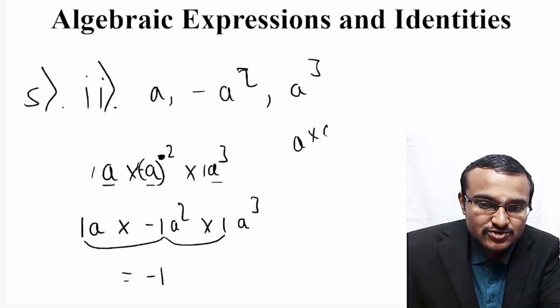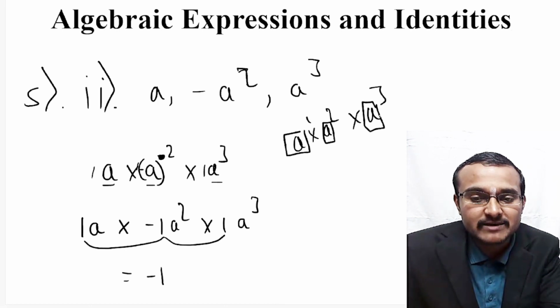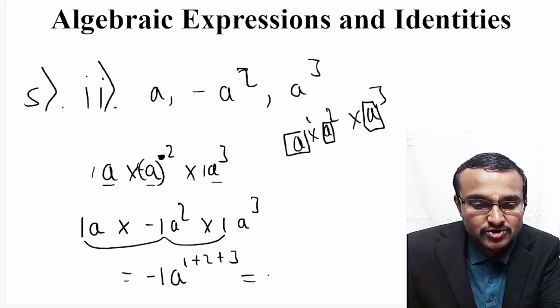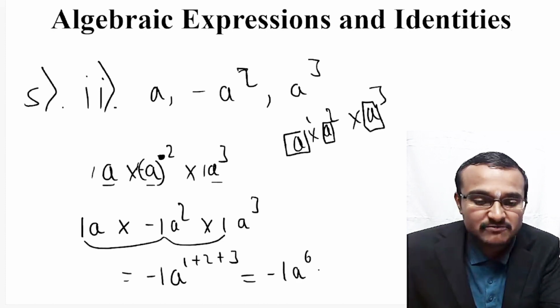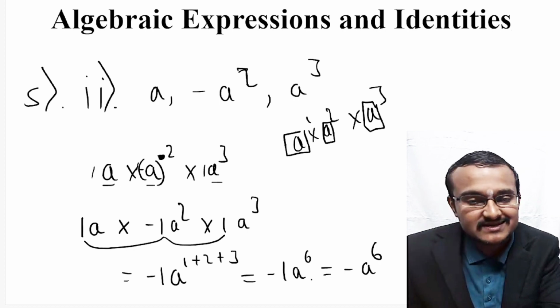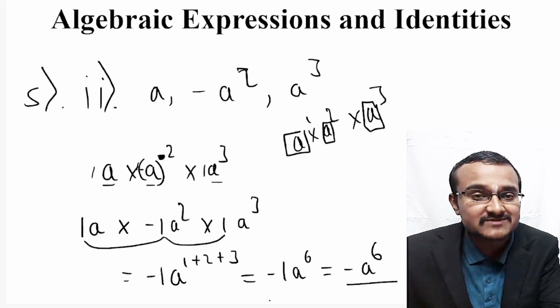Now you should do a into a square into a cube. So all these three have the same base, that is a. You can easily add powers. So here a power 1, a power 2, a power 3 is there. So a power 1 plus 2 plus 3, that is actually 6. So here it will be minus 1 into a power 6, or it is minus a power 6 in general. So the answer for the second question in this particular fifth question is minus a power 6.